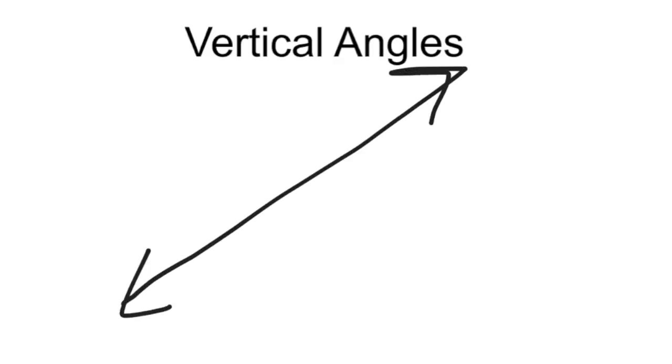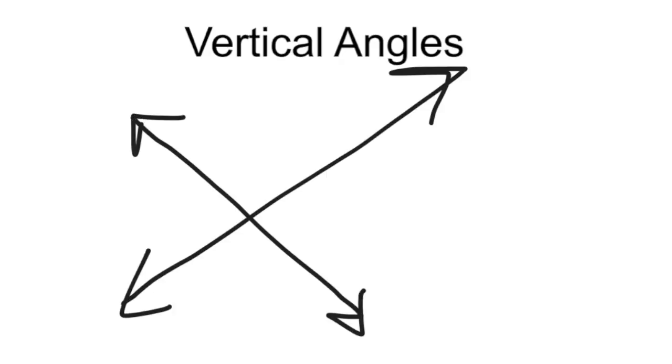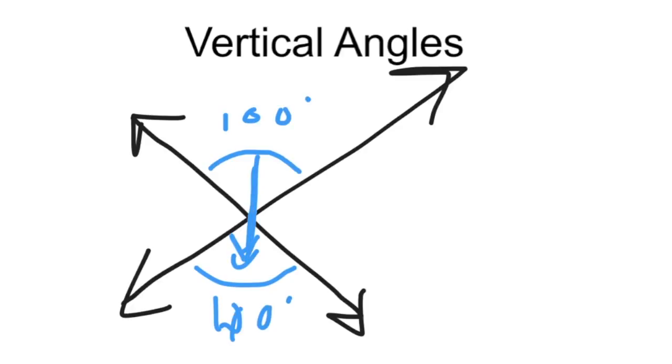Knowing about vertical angles is super important. Vertical angles are formed when you have two lines that intersect. There are four angles formed. The angles that are across from each other are vertical angles and they are congruent. So if this one's 100 degrees, the one across from it is 100 degrees. If this angle is 80 degrees, the one directly across from it is 80 degrees. Vertical angles are always across from each other and they're always equal.